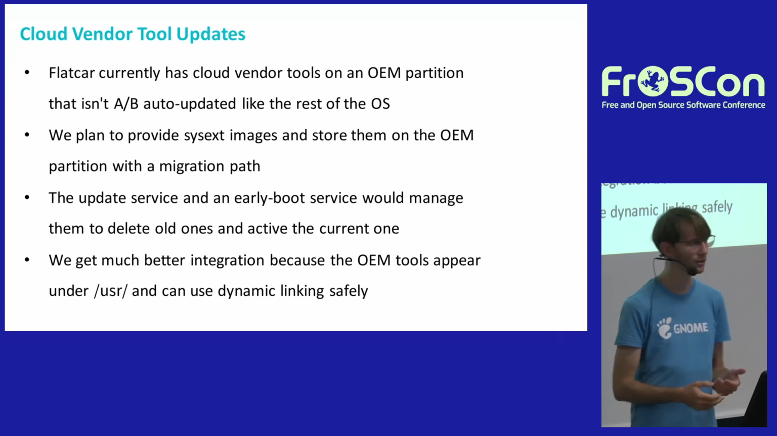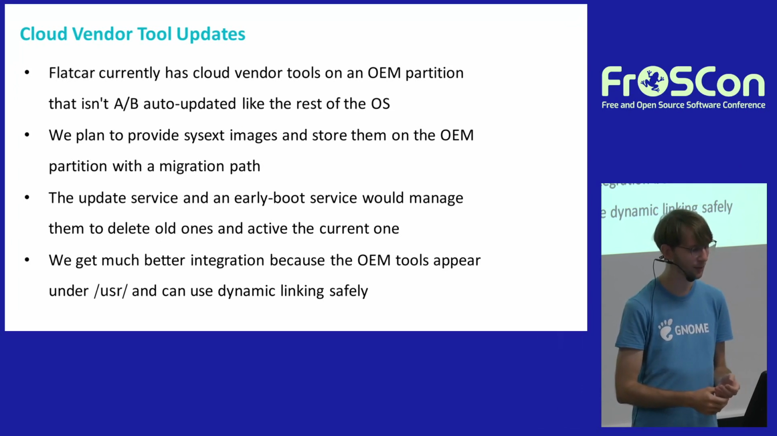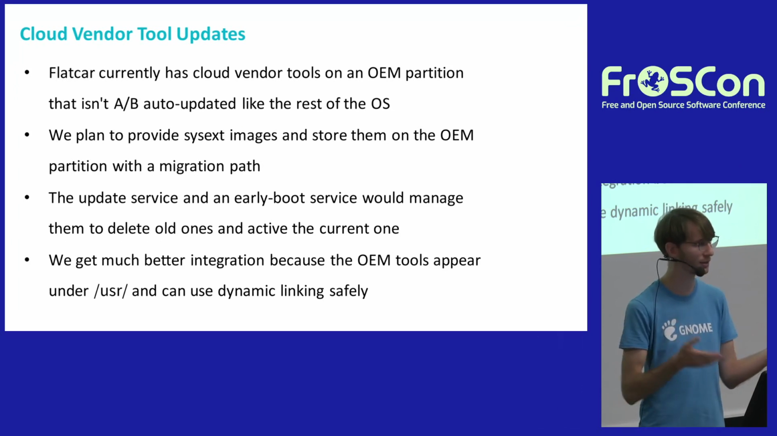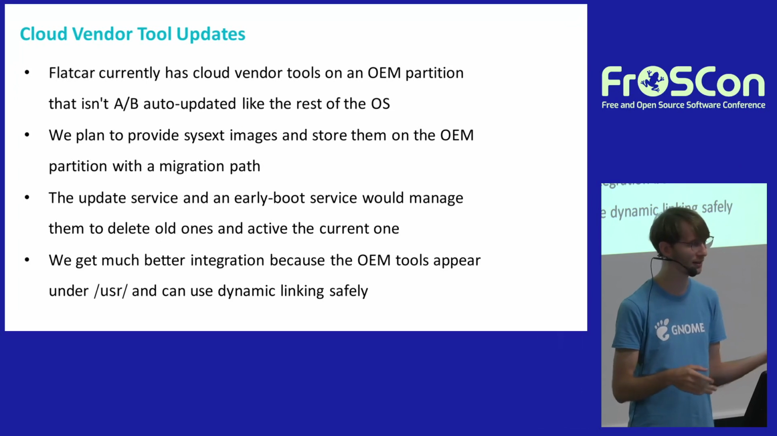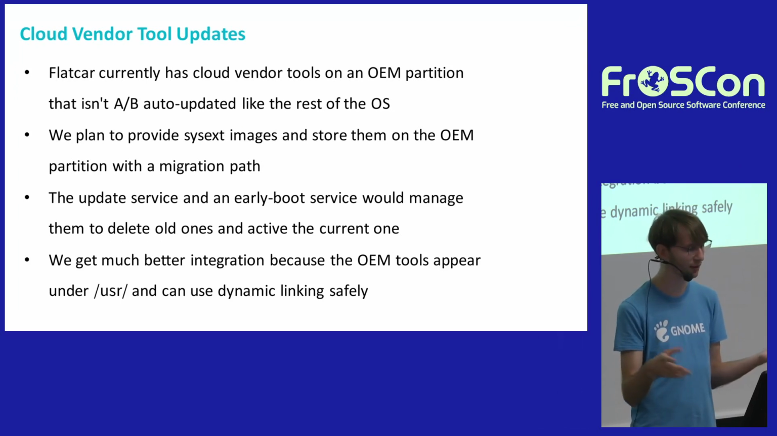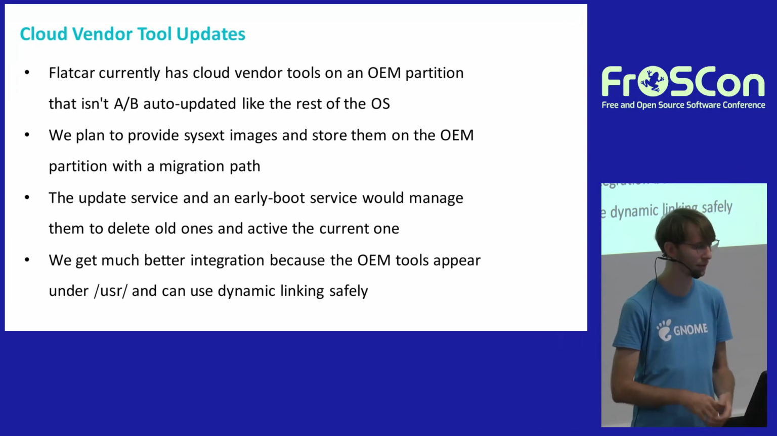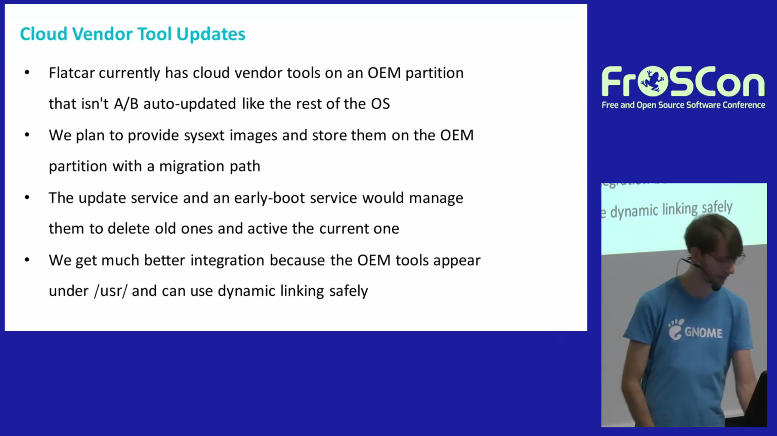And with this strong coupling to the OS version, we also get a much better integration, because on one hand, this sysext can directly appear under /usr, so no strange paths where you have this OEM mount and then inside that you have the binaries that have to be in the path. No, we have them directly under /usr/bin, for example. And we can use dynamic linking more safely because it's updated together, and we have the strong coupling to the OS version.